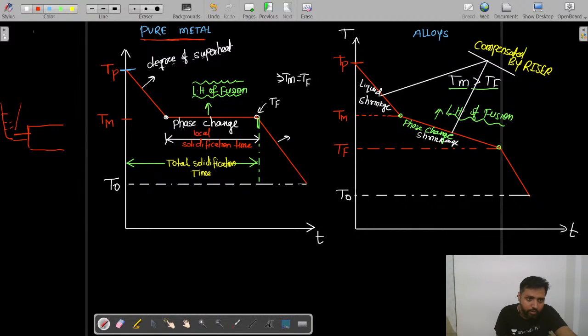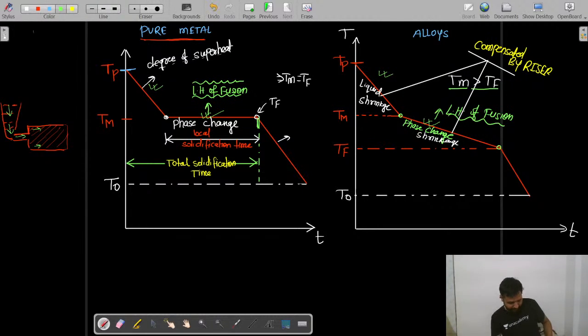When the temperature of the metal is reducing, look at the left-hand side of your screen, whatever metal is there, its volume is decreasing. During this decrease in the volume of metal, the metal will come back from the riser and will compensate for the first stage of shrinkage as well as the second stage of shrinkage.